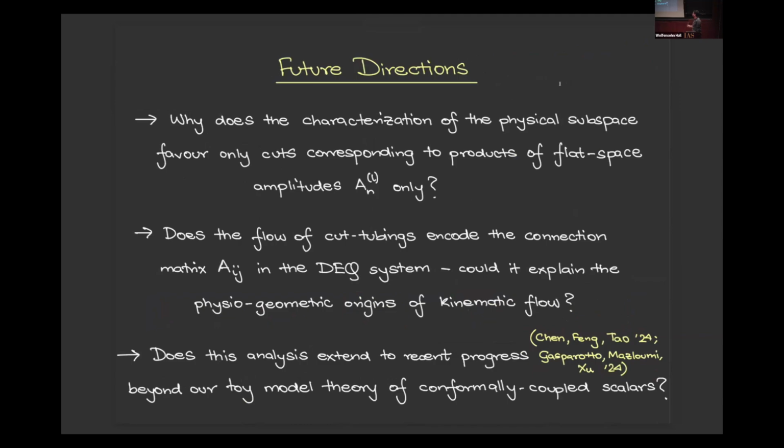So it would be nice to understand why the physical subspace of forms favors only cuts corresponding to products of only flat space amplitudes. And the flow that I showed you for the 3-site case seems to encode the information of how forms talk to each other in the connection matrix. So it would be nice to derive the differential equation or the connection matrix using this flow of cut tubings. And it would be nice to also extend this analysis to more realistic, more phenomenologically relevant theories in cosmology. So, thank you.